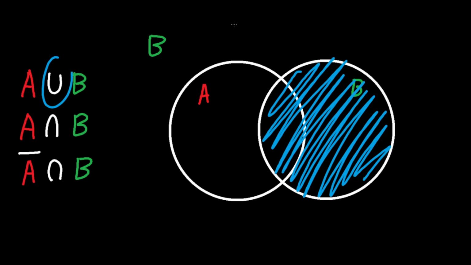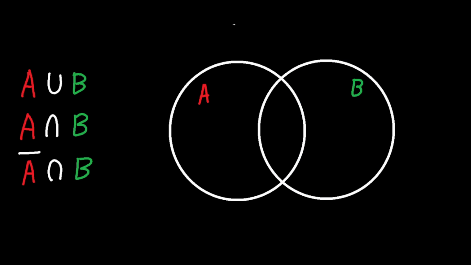So what do these set operations do? Well, we have a union here. So what does a union stand for? Well, a union stands for the combination of A and B. Union. We're putting these two together.